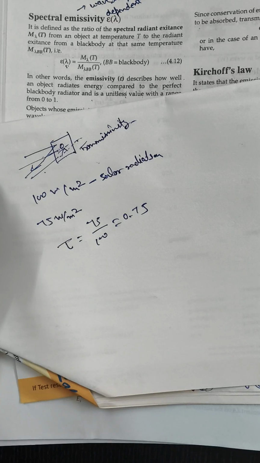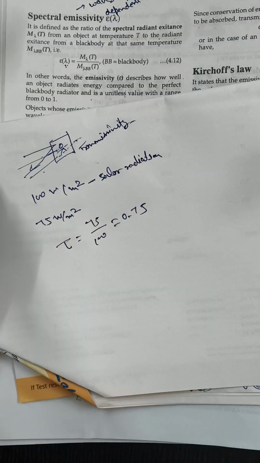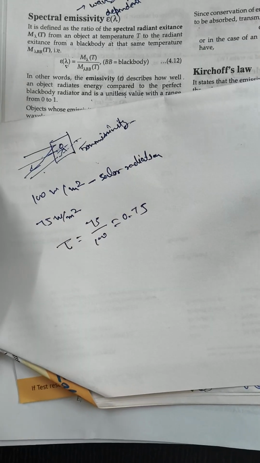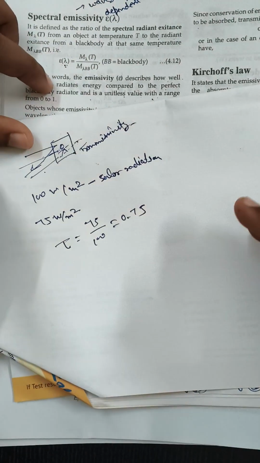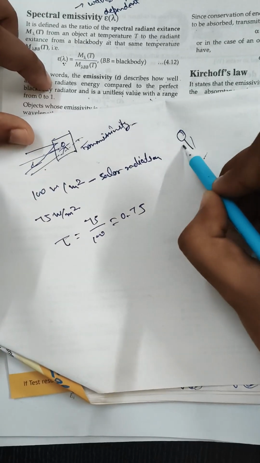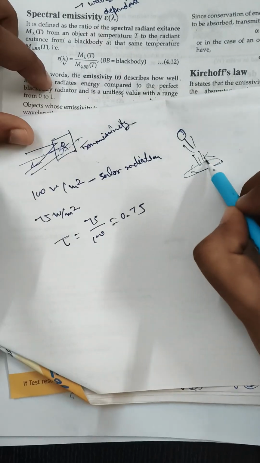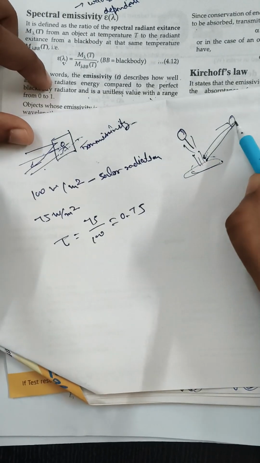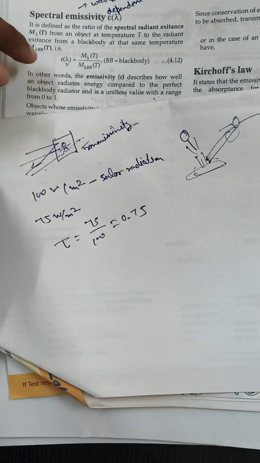So what is transmissivity's application in remote sensing? Transmissivity is extremely important in remote sensing. Why? Because radiation must travel through the atmosphere before reaching the satellite sensor. Sun rays come to the Earth's surface and are reflected back to the sensor. This is the satellite, and the satellite records this.